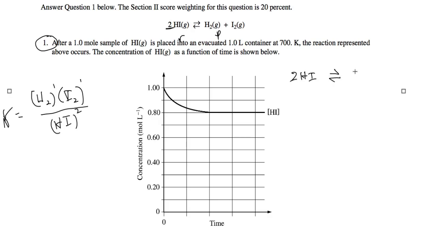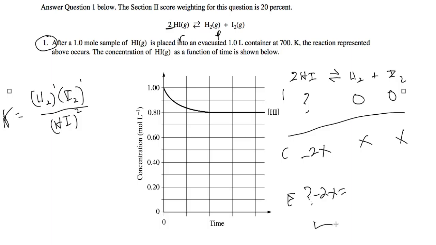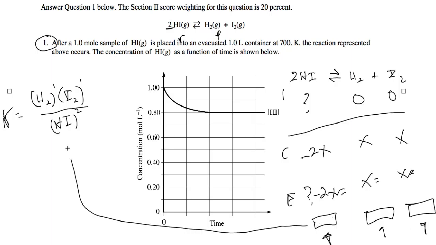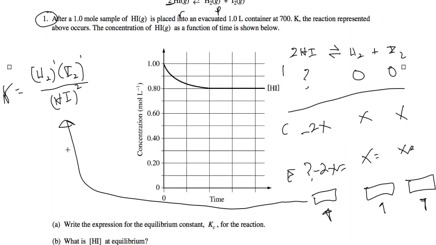2HI, arrow, arrow, H2 plus I2. Everybody counts. Question mark, 0, 0. Minus 2x, x, x. Question mark minus 2x equals box. X equals box. X equals box. The whole goal is to get these boxes, which represent the equilibrium concentrations, and plug them into the K statement. So let's go through and see how much of this we can get.